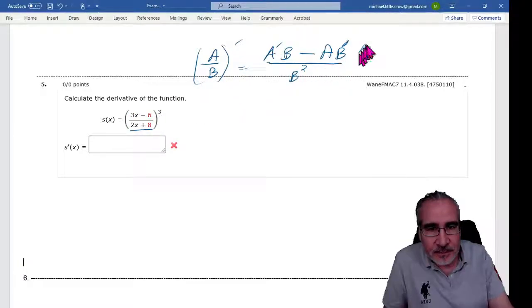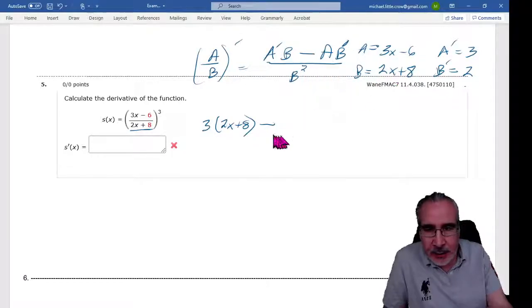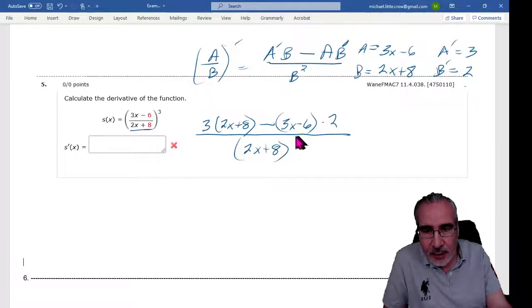So what is a? A is 3x minus 6. B is the denominator, 2x plus 8. The derivative of a is just 3, and the derivative of b is just 2. We put that together in with this little formula. That's our inside derivative. So derivative of a is 3 times b unchanged, 2x plus 8, minus a, 3x minus 6, times the derivative of b, all divided by b squared, which is 2x plus 8 squared. We're going to multiply that times the derivative of the outside.